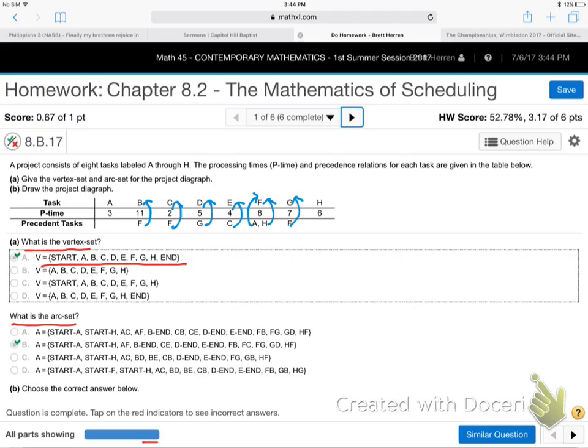So we could list those out. This is F to B, starts at F, goes to B. This is F to C. This is G to D, C to E. This is A to F and A to H. And this is F to G. There's the arc set. Now there's actually a little bit more than that.